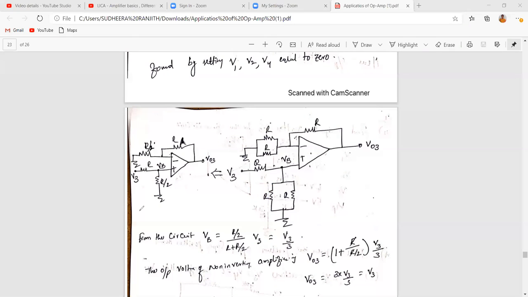Now, tell me how this circuit looks. The resultant circuit after simplification. What is this circuit? Tell me. I'm waiting for your response.